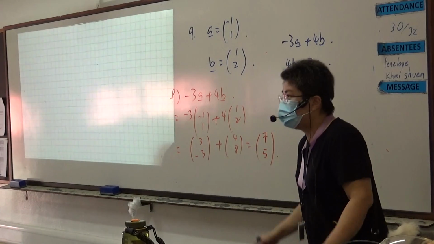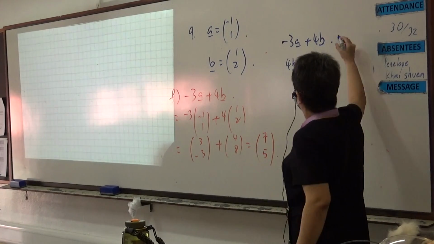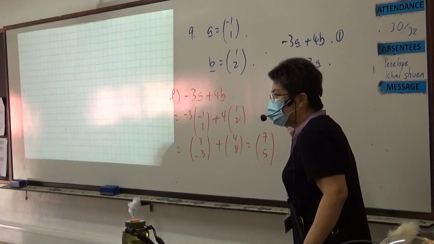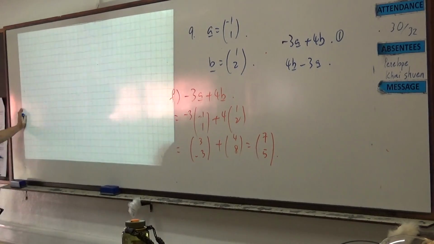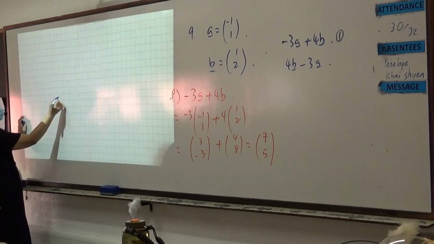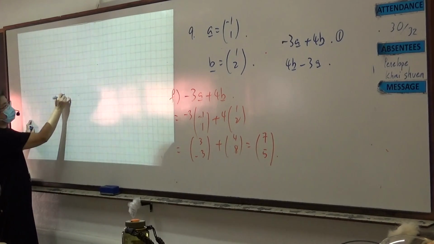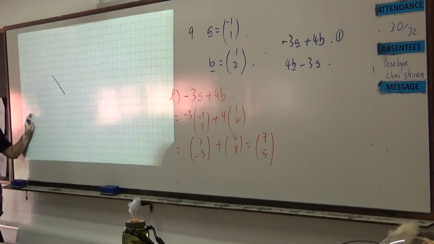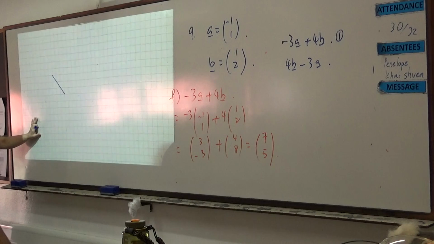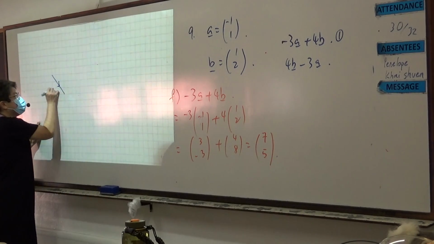Everybody clear now? Okay, now hold on first. Let's draw this one first. Negative 3a. So I will draw 3a first. This will be 3a, right? Negative 3a means what? The direction is flipped, right? Do you all agree? I'm talking to you. Yes? So it becomes like that, right?